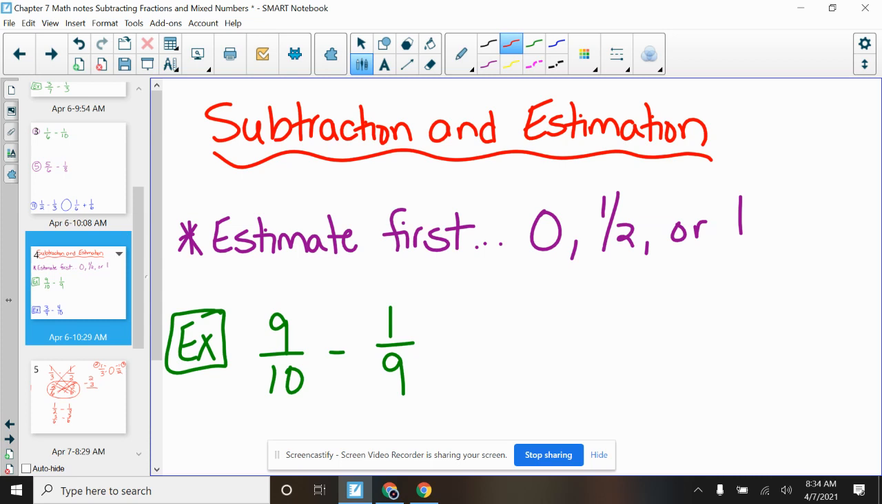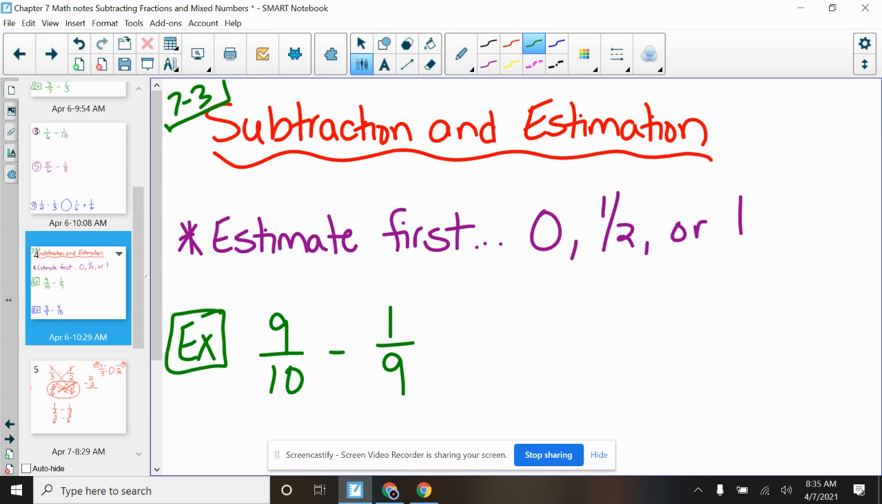Okay, thank you, Rory. All right, so today is actually lesson 7.3. In this lesson, we're going to learn how to take two fractions, not mixed numbers, people, not yet, just fractions. We're going to take these two fractions, and we're going to learn how to estimate them using subtraction, okay?